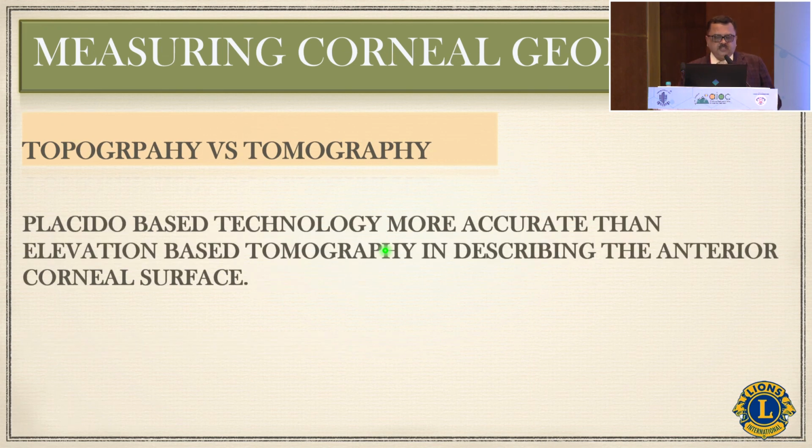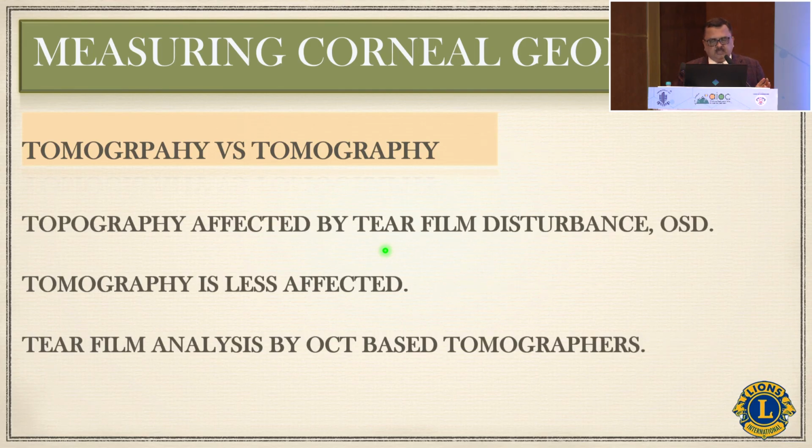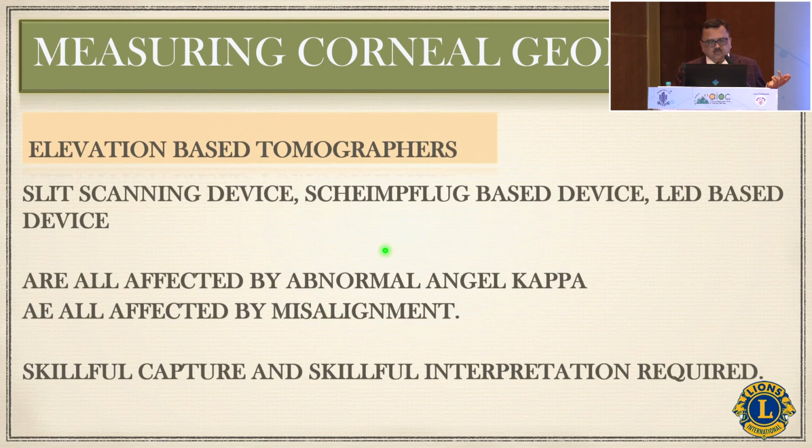Topography is a placido-based technique. Tomography can be slit scan, or it can be Scheimpflug, or it can be LED based. Topography only gives angle kappa, angle alpha and lambda, which can be directly measured by the topographer. In tomographers, we do measure it and we should measure it, but it is indirect. Topography is affected by tear film and other things. And in OCT-based tomographers, stromal haze is not encountered because the wavelength being used is shorter. So these are different types of devices.